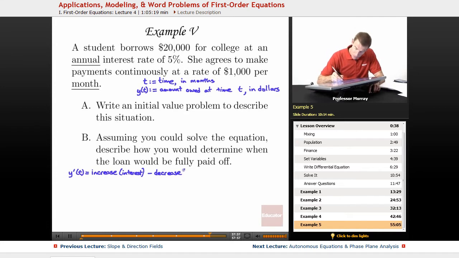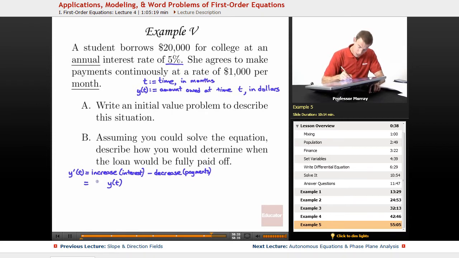And the decrease is determined by the rate at which she pays it back. So the decrease is given by the payments that she makes. So the interest that she pays is dependent on the amount that she owes at any given time. So the amount that she owes at any given time is y of t. And then it says that she's borrowing at an interest rate of 5%, but that's an annual interest rate. So what that means is that every year she would have to pay back an extra 5% of what she owes.